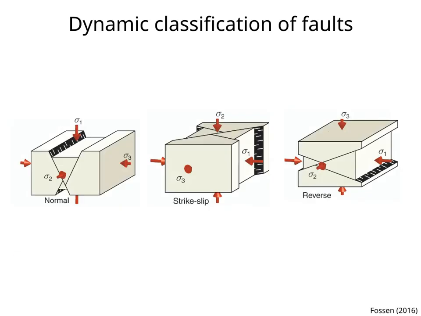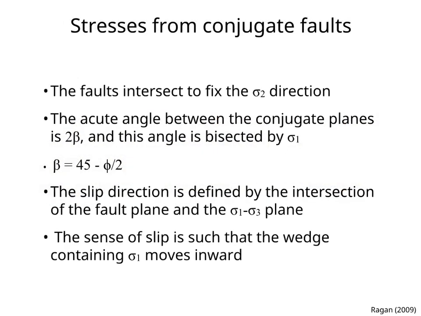This figure illustrates the same classification, but using fault blocks. If we have a set of conjugate faults, we can determine the orientation of the stresses that form these faults, using the following observations. The faults intersect to fix the sigma 2 direction. The acute angle between the conjugate planes is 2 beta, and this angle is bisected by sigma 1. Beta is equal to 45 minus phi divided by 2.